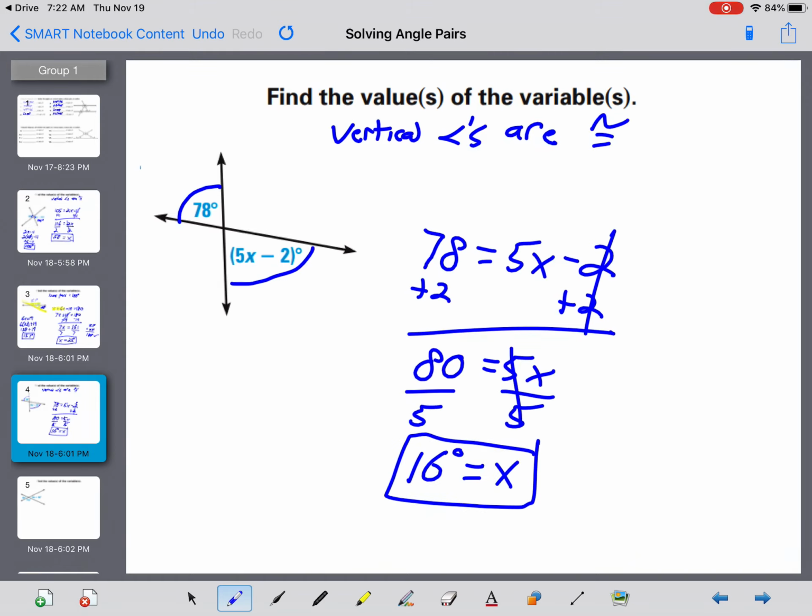Okay, now in order to solve for the angle, we have 5 times 16 minus 2. Knowing that these angles are vertical, this should equal 78 degrees. 5 times 16 is 80, and 80 minus 2 is 78 degrees.